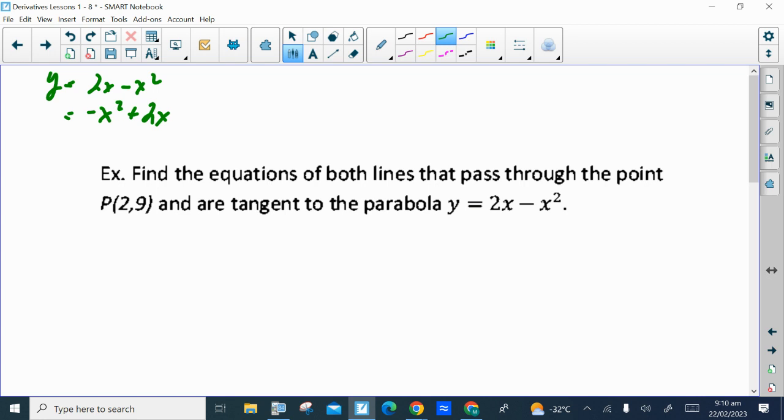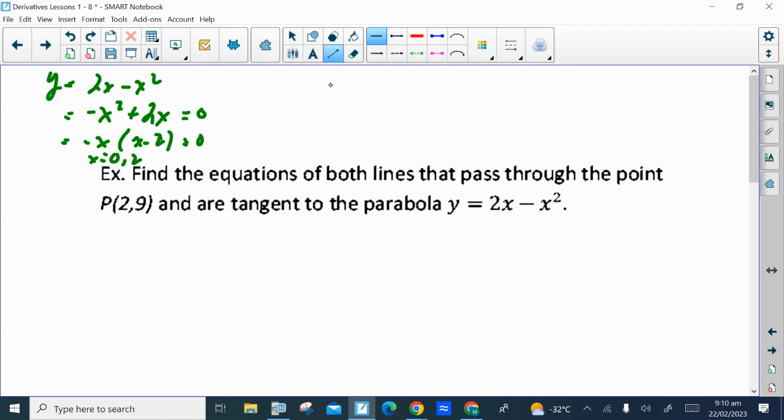How do we find the x-intercepts, Brighton? We find the x-intercepts by setting it equal to 0 and then factoring. Taking out a common factor of negative x gives us negative x times (x minus 2). And so our x-intercepts are at 0 and 2. So if we graph this, it's going to open downwards and have x-intercepts of 0 and 2.